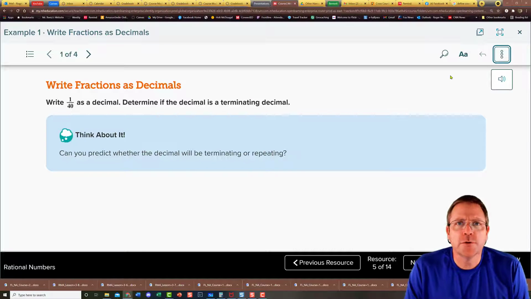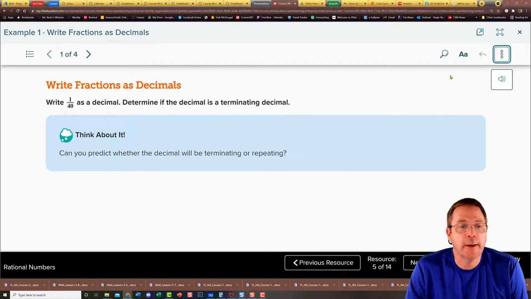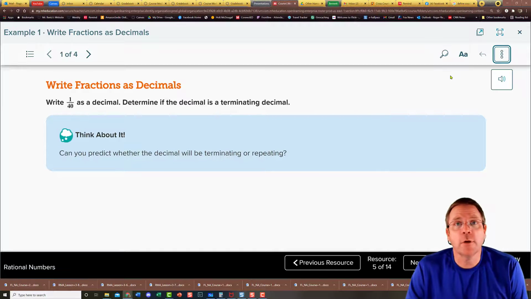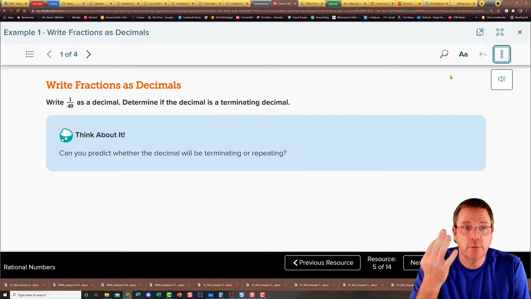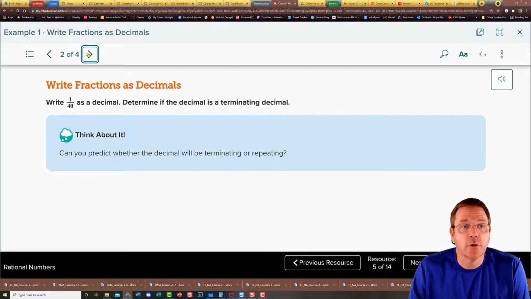Now the instructions want us to write 1 over 40 as a decimal. Determine if the decimal is going to be terminating or repeating. And can you predict whether it's going to be terminating or repeating? Yes, you can, because if you were to factor out 40, you'd get 2 times 2 times 2 times 5. That's only 2's and 5's, which tells you this is indeed going to be a terminating decimal.